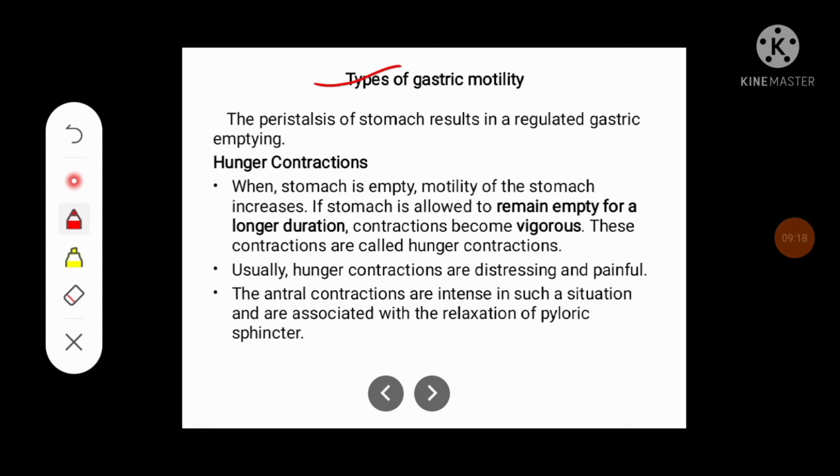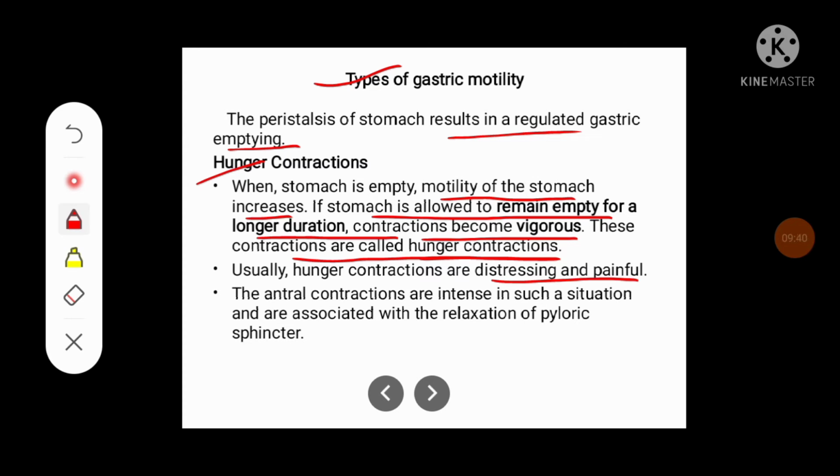Types of gastric motility. Peristalsis of the stomach results in regulated gastric emptying. Hunger contraction. When the stomach is empty, motility of the stomach increases. If the stomach is allowed to remain empty for a longer duration, the contractions become vigorous. These contractions are called hunger contractions. Usually, hunger contractions are distressing and painful. The antral contractions are intense in such a situation and are associated with relaxation of the pyloric sphincter.